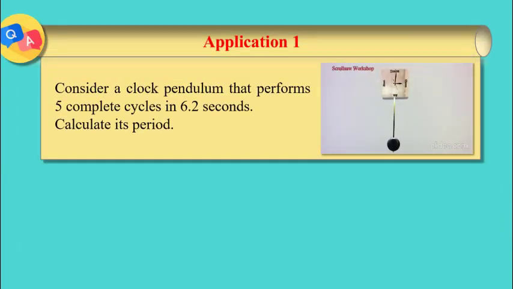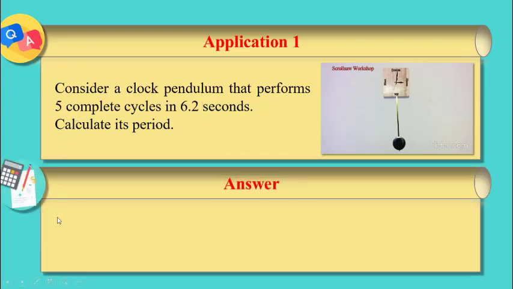Consider a clock pendulum that performs 5 complete cycles in 6.2 seconds. You are asked to calculate the period of this motion. Notice that 5 corresponds to the number of cycles, and 6.2 seconds correspond to the duration of time taken by this number of cycles. Then using the previous formula, T is equal to delta T divided by N, which is equal to 6.2 seconds divided by 5 cycles, and this gives us 1.24 seconds per cycle.